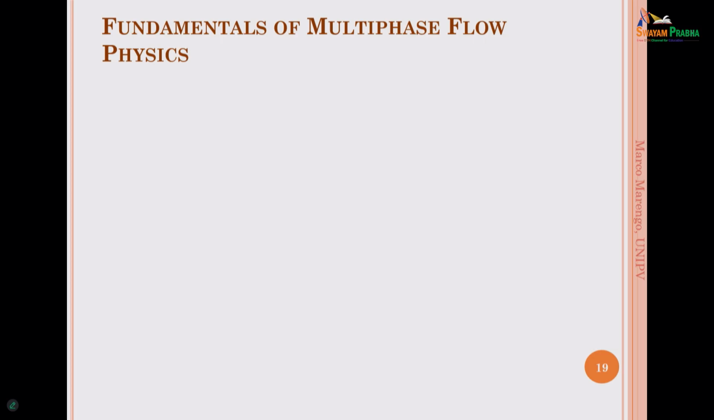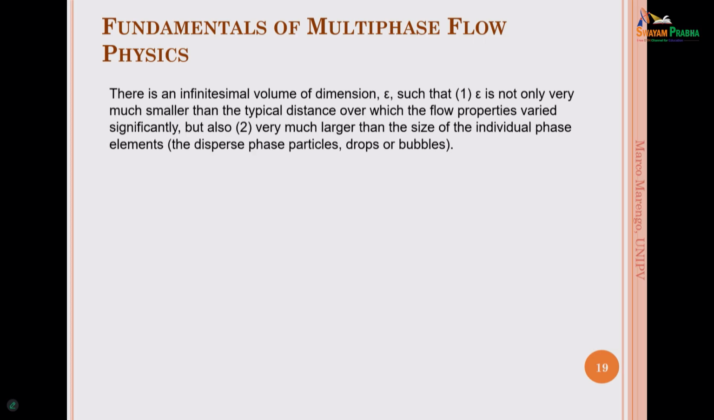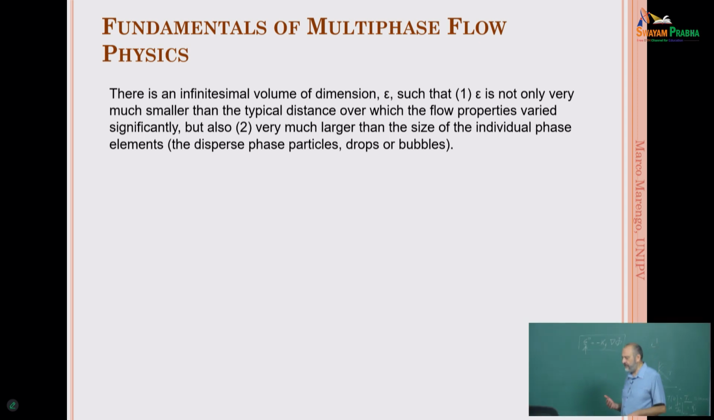Now we enter into the physics. We saw that in order to build the mass conservation equation, the momentum equation, and the energy equation, we use the concept of a small volume. We said, okay, we have a small volume, dx, dy, dz, and we did the balance on this volume. Good. No problem.